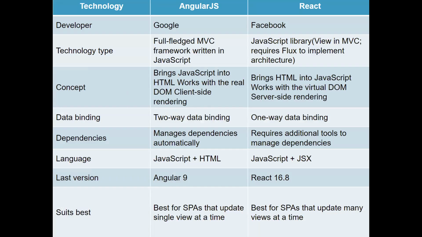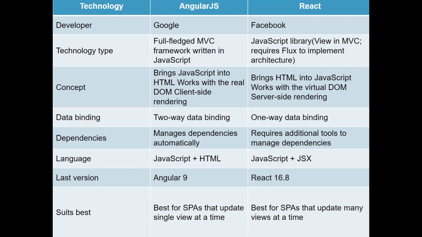Some of the differences between React and Angular are: the developer is Google for Angular and Facebook for React. As for the technology type, Angular follows a full-fledged MVC pattern, but React is just a view library. With respect to concept, Angular is TypeScript plus HTML, and it works with the real DOM and client-side rendering. And React is JavaScript plus JSX, with a virtual DOM.